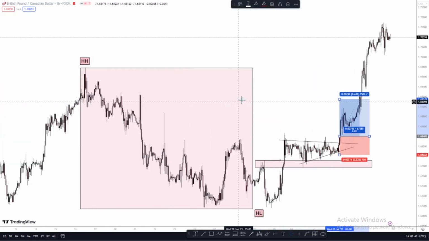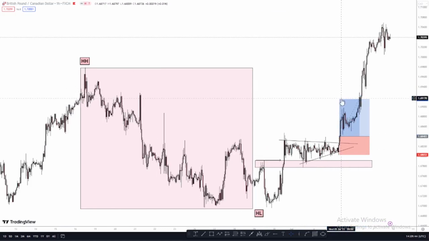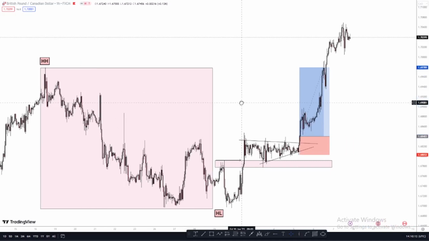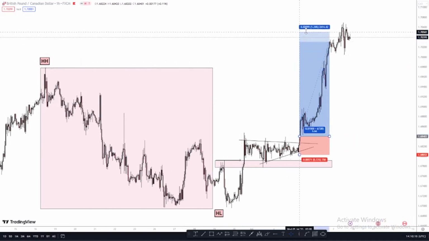And my take profit to this H4 higher high. I place my take profit to this H4 higher high level. As simple as that. So this was how I was able to make 140 pips just on this trade. But if I was to hold longer, I would have made about 220 pips.